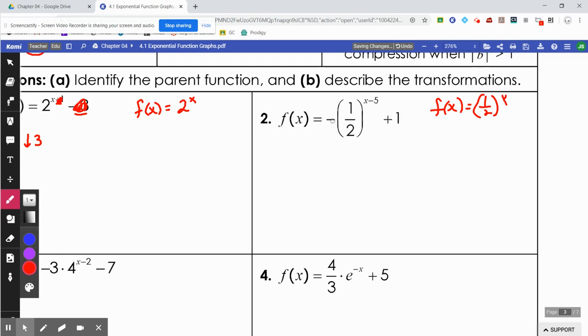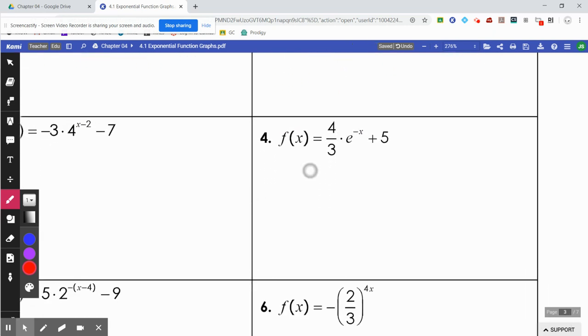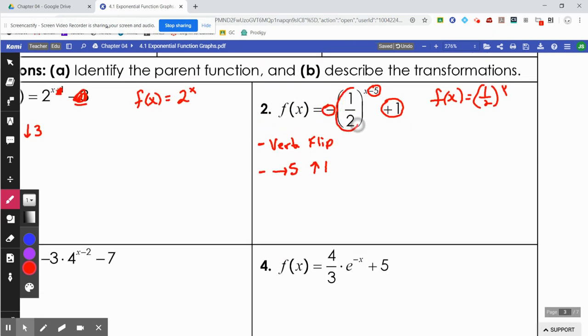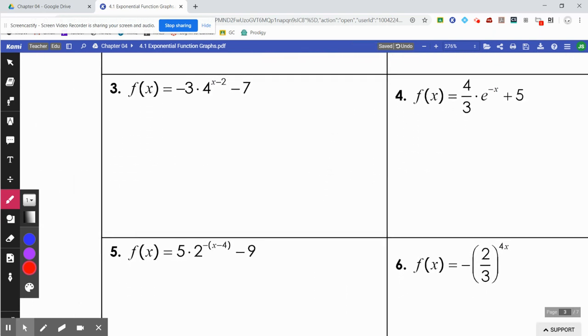Now let's go over our transformations. There's no stretches or compressions. There is a flip. It's not inside with the x, so that's going to be a vertical flip, or a flip across the x-axis. And then the last two things, you simply have some translations. The minus 5 on the x moves your graph right 5. It's always the opposite if it's on the x. The plus 1 at the end is going to move your graph up 1, and that's the graph. And that would be an example of exponential decay, by the way. Your parent function is 1/2 to the x, so that would be a decayed parent function.